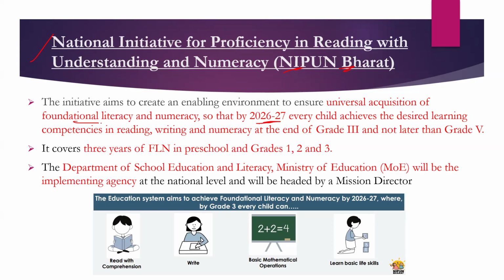Okay. So when we talk about foundational literacy and numeracy, what does it entail? The child should be able to read a comprehension, should be able to write, should be able to perform basic mathematical operations, should have certain basic life skills. This is what is planned to be achieved under the Nipun Bharat initiative. It is already there in the National Education Policy, right? Already part of it. It covers 3 years of foundational literacy and numeracy in preschool and grade 1 to 3. And it is the Department of School Education and Literacy which is implementing this.